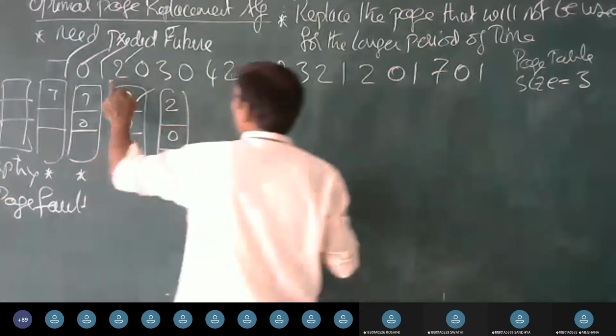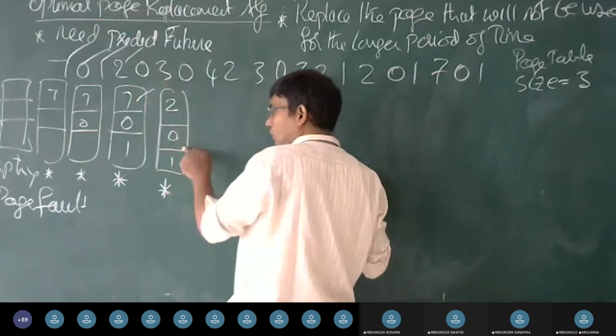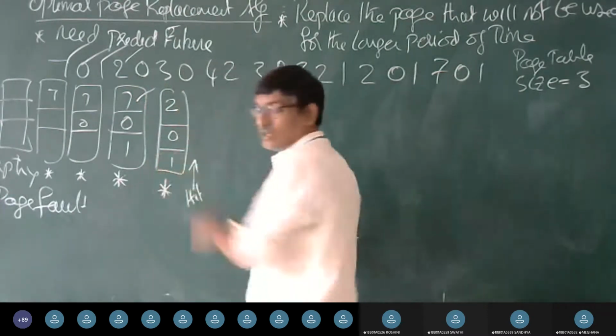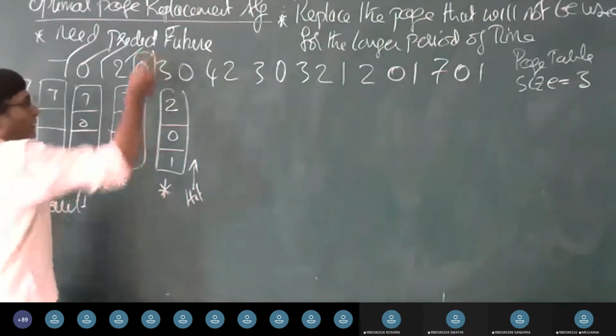After that, I'm going to see whether 0 was available. So I'm going to get a hit operation here. There is no question of replacement. There is a hit operation. There is no question of replacement.